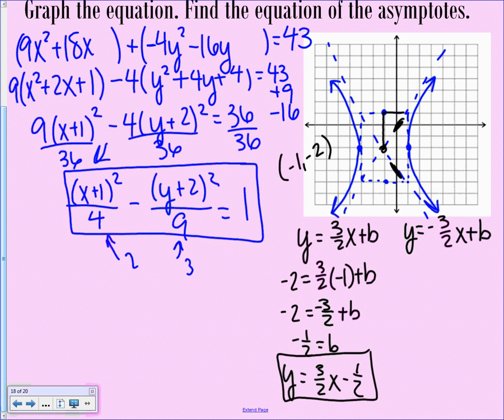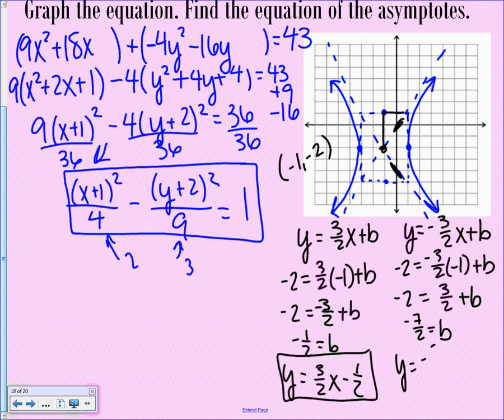And then over here, we can do the same thing. -2 equals -3/2 times -1 plus b. So -2 equals a +3/2 plus b. So if you subtract 3/2, you're going to get -7/2 for your b. So y equals -3/2 x minus 7/2. And if you look at the graph, that's close to -1, 2, 3 and a half. That's pretty close to -7/2. But those are the two equations for your asymptotes. So you do have to do a little bit more work there to actually solve for them.